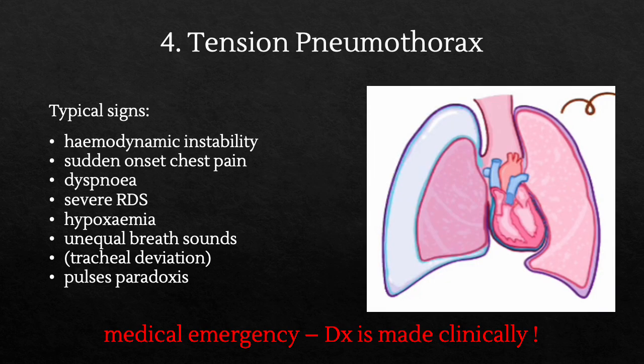Then next would be your tension pneumothorax. These patients tend to present hemodynamically unstable with a sudden onset chest pain. They are dyspneic, they have unequal breath sounds, they have tracheal deviation, and they can have pulsus paradoxus. This is a clinical diagnosis. Please do not wait for special investigations to make the diagnosis. It needs a clinical urgent diagnosis and urgent medical intervention.